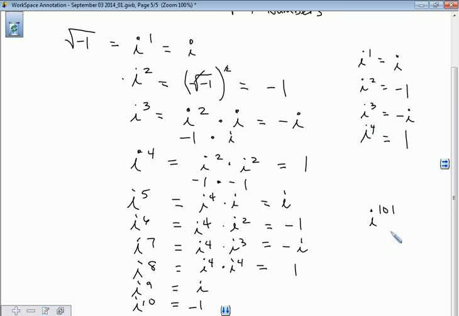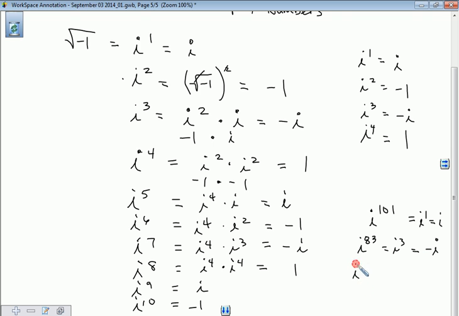Okay. So i to the 101st would be i, the same as i to the first, which is i. i to the 83rd goes through this pattern completely 20 times, doesn't it? Because it repeats every 4. So 83 divided by 4 goes in there completely 20 times. And what's left over? 3. So what does i to the third simplify to? Negative i.